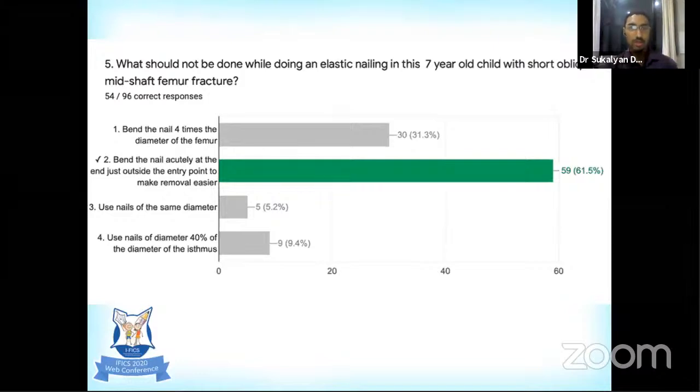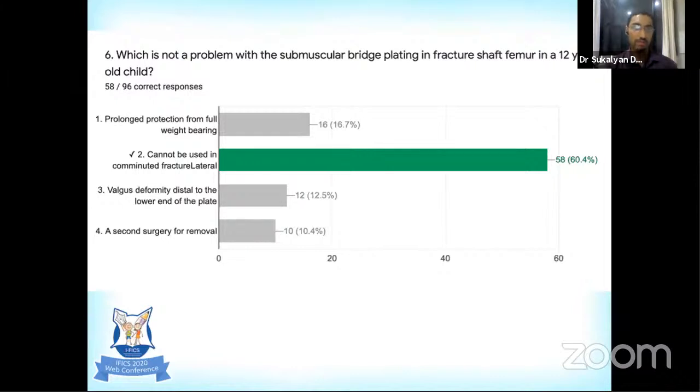So these are the options, and the option which should not be performed is to bend the nail acutely at the end, just outside the entry point to make the removal easier, because that comes with numerous complications, and which was correctly answered by about 60% of the participants. So it's good that we have been able to convey the message across.